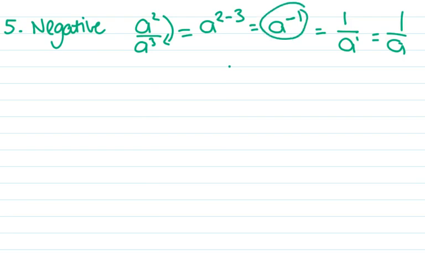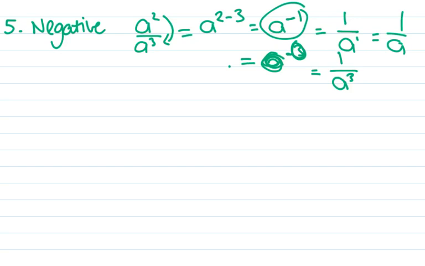So if this here was a to the power of negative 3, then that would be simplified to be 1 over a cubed. So the 3 stays with the a, but the negative is gone because it's 1 over that number.